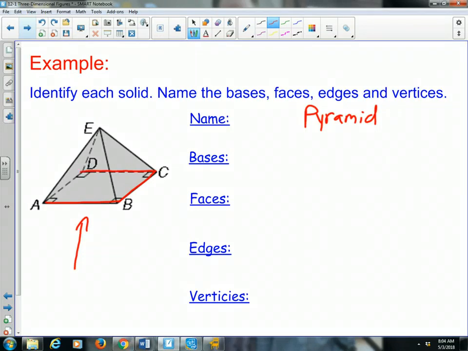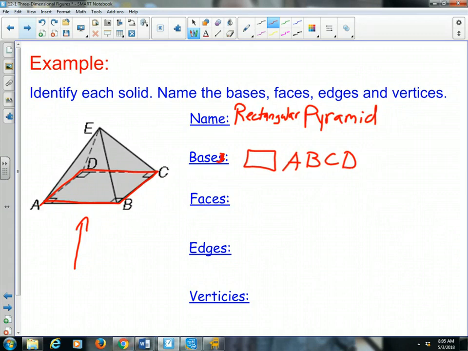This base right here is a rectangle. Some might say it's a square. We don't know that all the sides are congruent, but we do know all the angles are 90, so we would call it a rectangular pyramid. That is its name. The bases: in a pyramid there's only one base, so I guess it's just base. The base is a rectangle, so we would label it like this, rectangle A, B, C, D. There's our base.